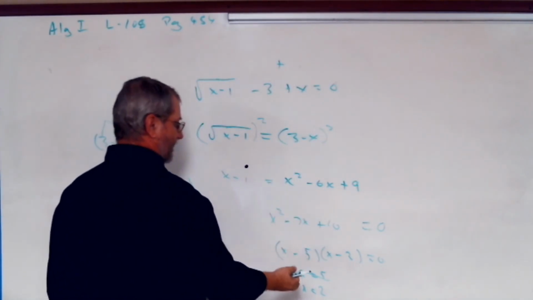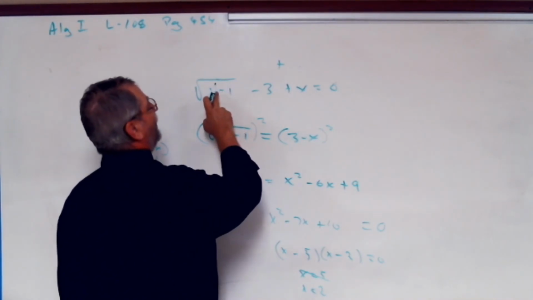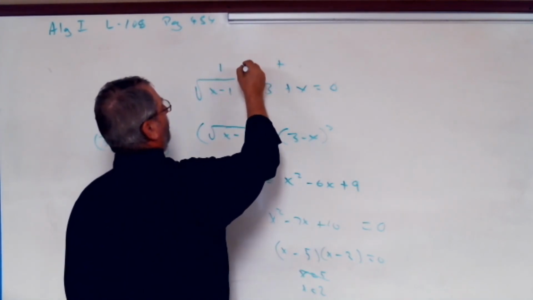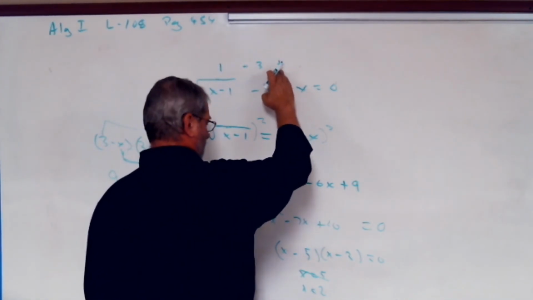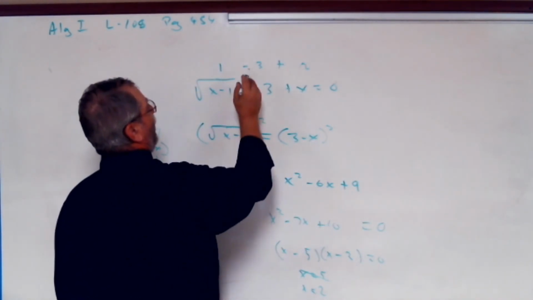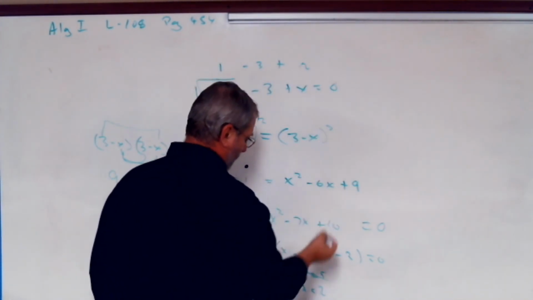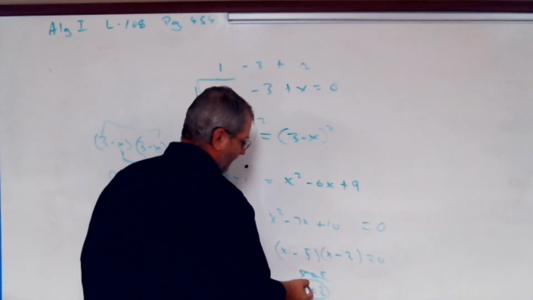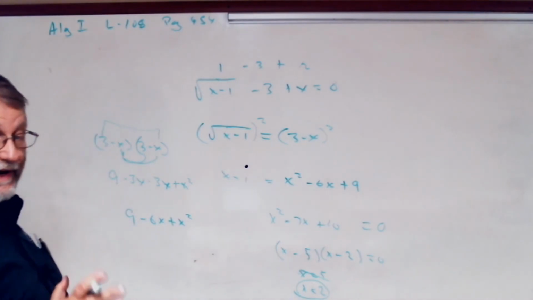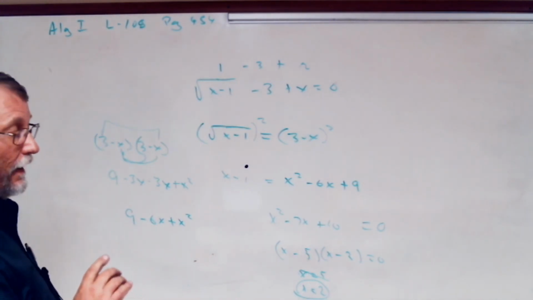Let's try 2. 2 take away 1 is 1. The square root of 1 is 1. 1 minus 3 plus 2. 1 take away 3 is minus 2. Minus 2 plus 2 is 0. This one works. This one doesn't. That's the extraneous root. It's the right answer from the algebra, but it doesn't work. So the only answer here is x equals 2.